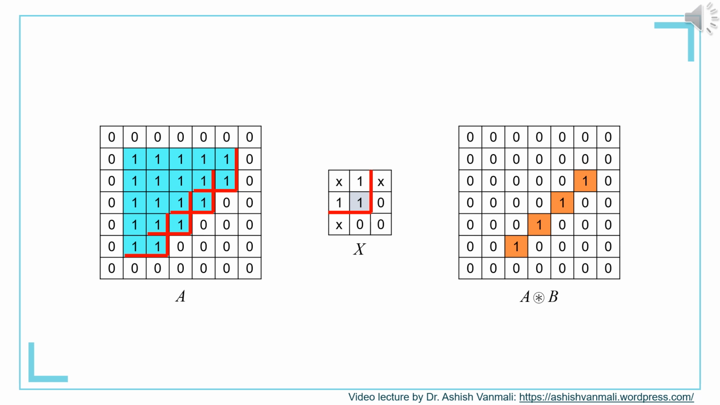For the input A, I have marked these patterns with red lines again. You can see that there are 4 pixels which match with the center over here with the corresponding pattern, and hence those 4 pixels are identified as the output of hit or miss transform. So it is actually a diagonal edge of that particular object which is identified here by this particular structuring element.